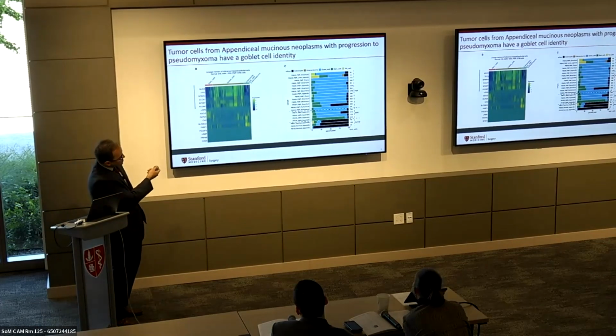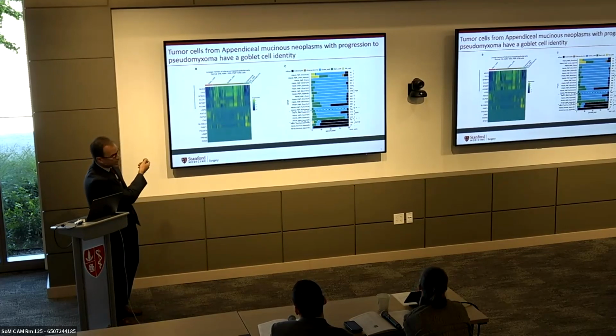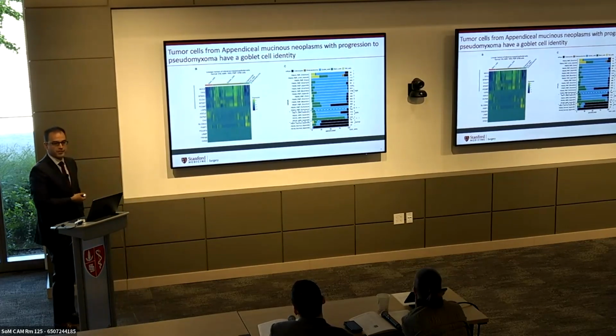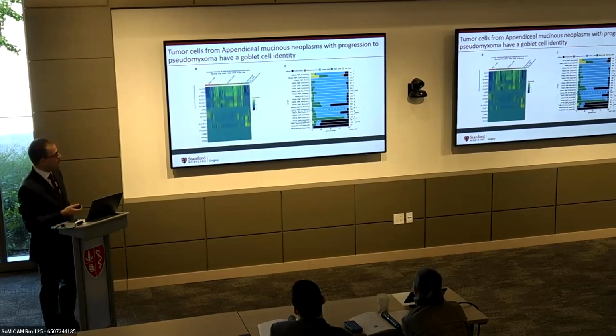Especially when you look at the PMP cohort and you look at tissues that typically do not harbor any epithelium, like the omentum, you can see that it is pretty much enriched with goblet cells, or cells with a goblet cell identity. So next, we've identified this cell lineage as a culprit behind the disease.